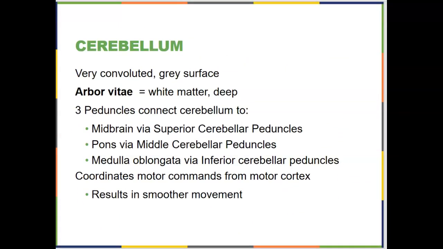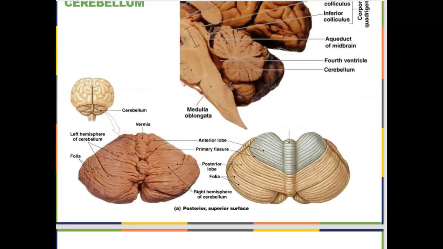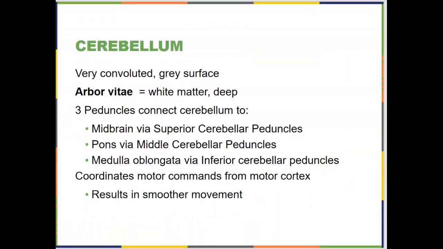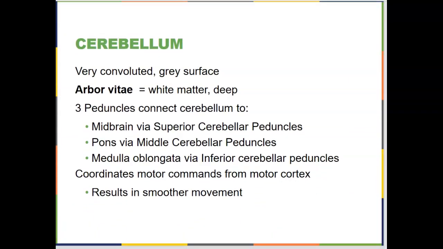The arbor vitae are, again, the part that I keep telling you I think looks like cauliflower. I hope you still eat cauliflower after you're done with this. That's the white matter. Those are the axons, the nerves within the cerebellum connecting to the brain. The 3 peduncles, again, the peduncles are fiber tracts. They send information out through those peduncles or fiber tracts to innervate the midbrain, the pons, medulla, and so forth.